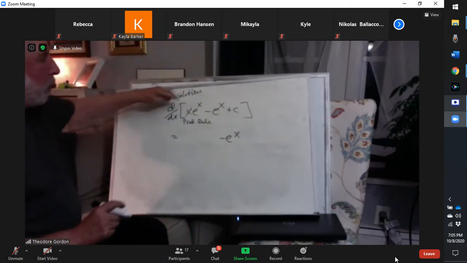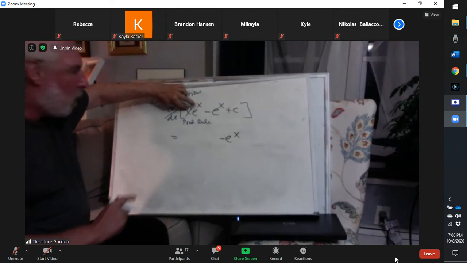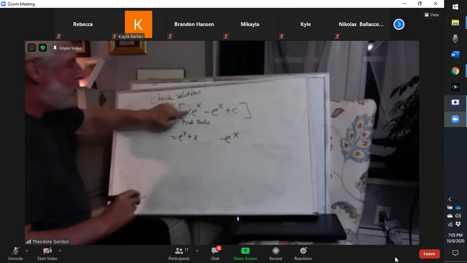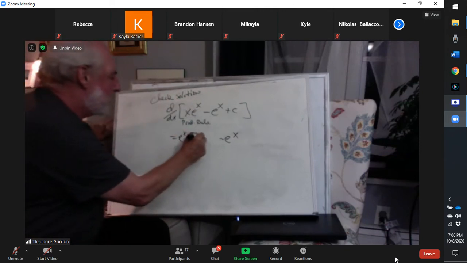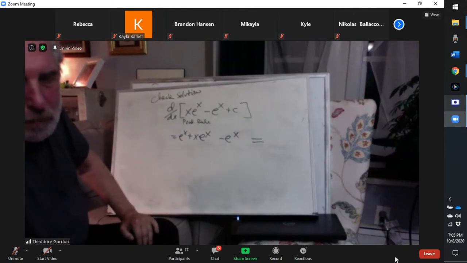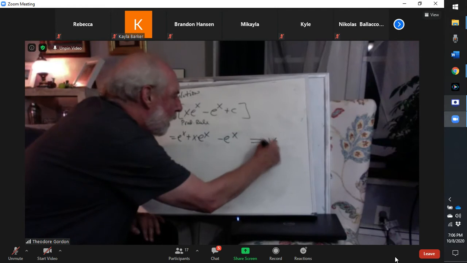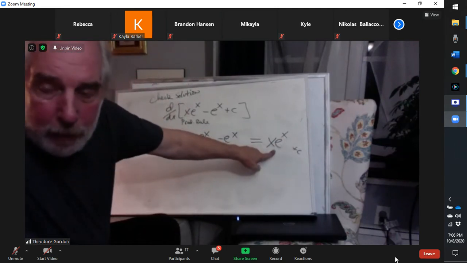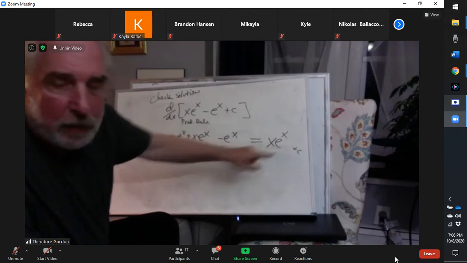So the product rule, the derivative of x is 1 times e to the x plus x times the derivative of e to the x, which is e to the x. And what does all of that equal? x e to the x, plus c. And this was the thing we integrated. We got right back to the integral.